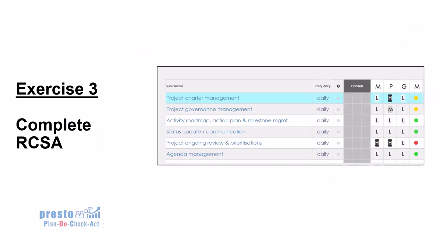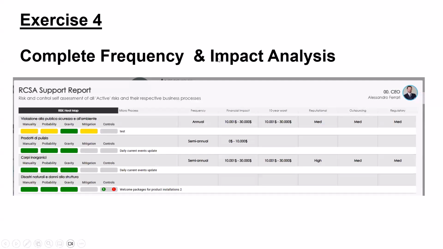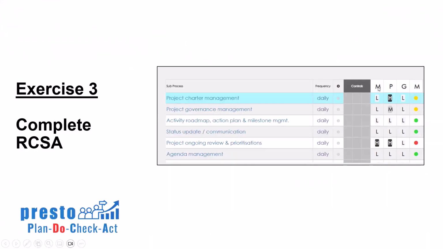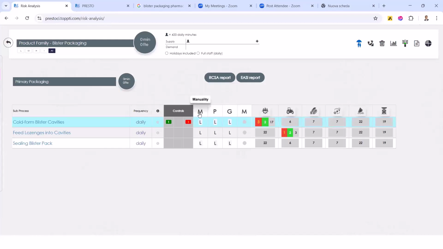What else do you get back from this? Complete the frequency and impact analysis. That's what I just did. So sorry, one second. Let me just come back to the last slide. So while you're on this panel here, you want your process owners to tell you how manual the process is. So they can say, this process here is kind of manual. What's the probability that something bad could happen? He'll say medium. What's the gravity if it happens? And you might say, you know what, if something bad happens on this process, it could be really bad. So the gravity is heavy.